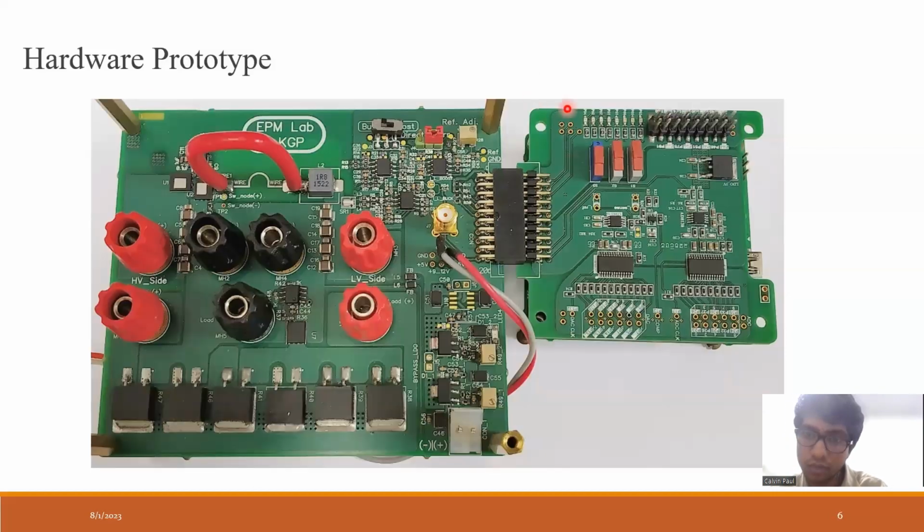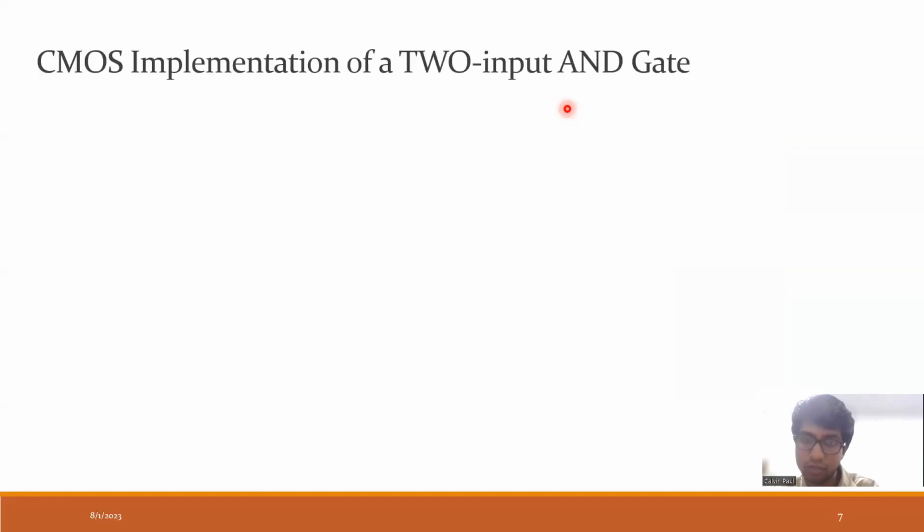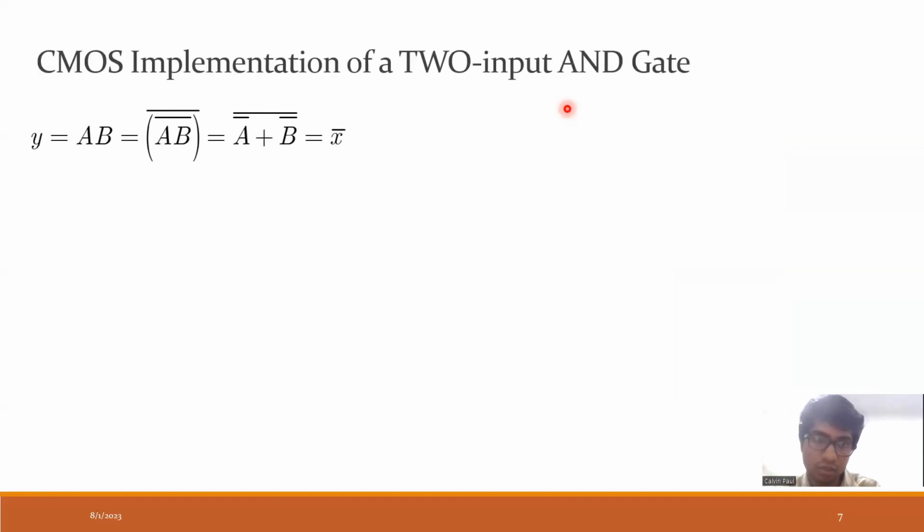Now we will go to the CMOS implementation of a 2-input AND gate. We know the logic for the AND gate is Y equal to AB.